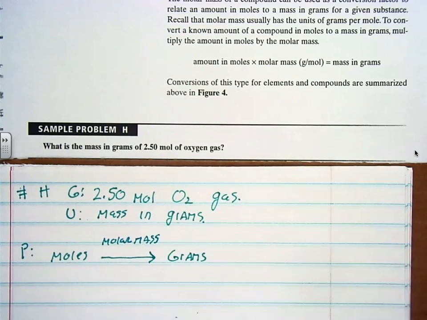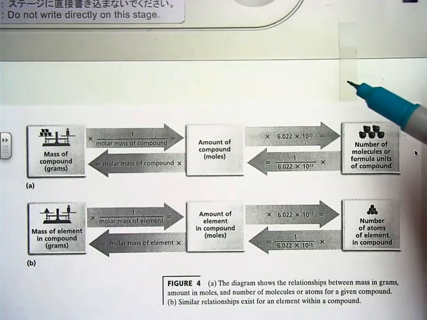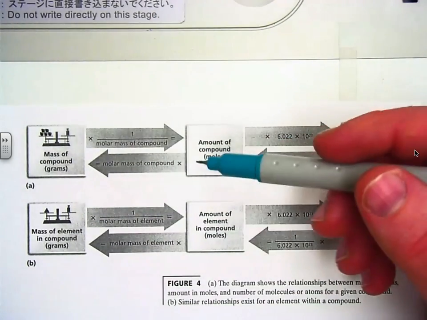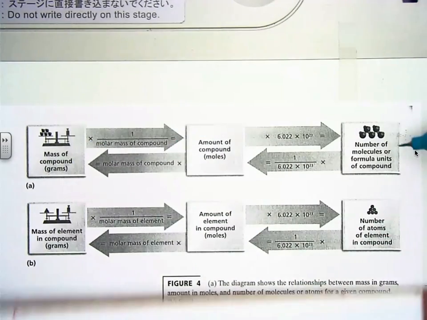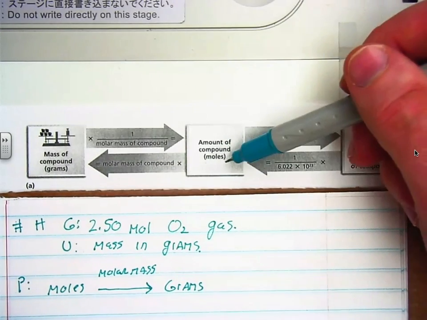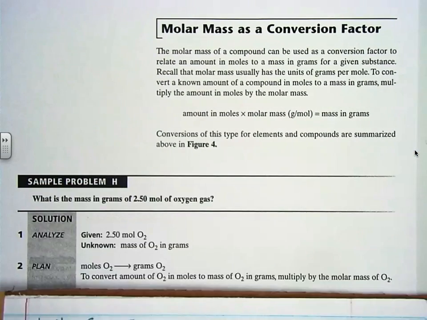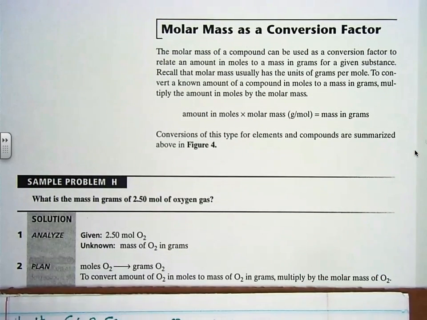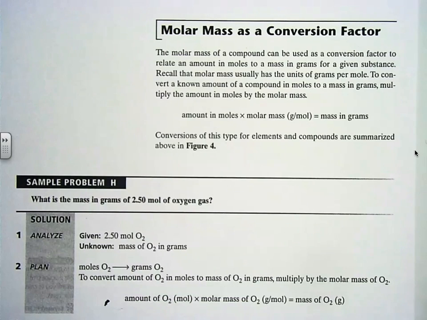Pretty simple. If you don't remember exactly how to do that, you can use this right here, right? Mass of compound. We're starting out with the amount of compound in moles, okay, and we want to go to the mass. So we're going to use the molar mass of the compound to get it. That's exactly what I said. All right, let's move on with our sample problem. So, oh, look, that's exactly what they did. To convert the amount of O2 in moles to mass of O2 in grams, multiply by the molar mass. And here's how they did it.